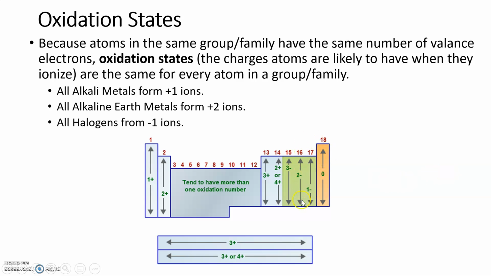Halogens, coming over here on the other side of the periodic table, are all going to gain 1 electron. So they're all going to form a -1 charge over in this family in order to reach that full octet.